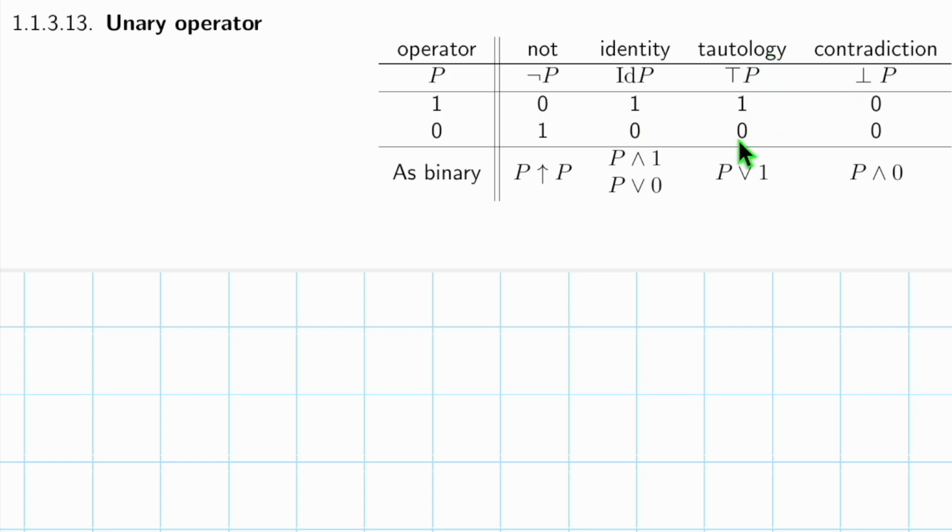What's tautology? Okay, this is an error. This is not 0. This should be 1. I made a mistake. Tautology means you turn everything to 1. Contradiction, you turn everything into 0. So that's the meaning.